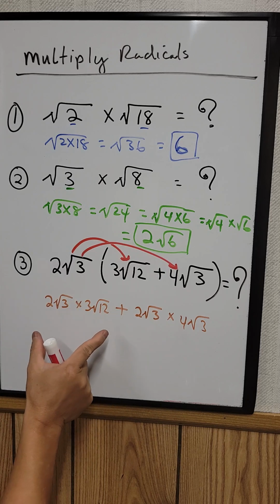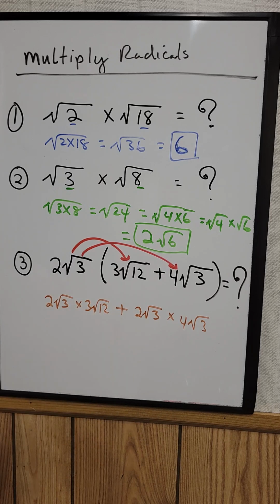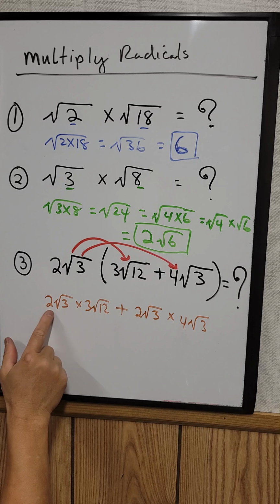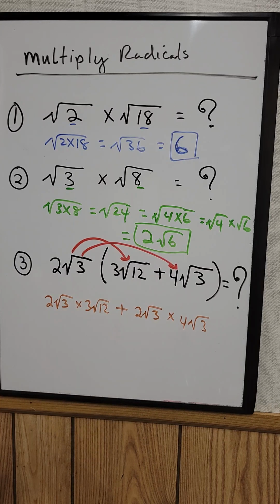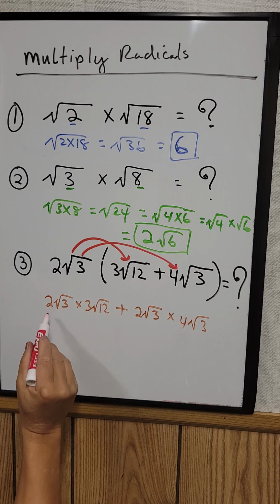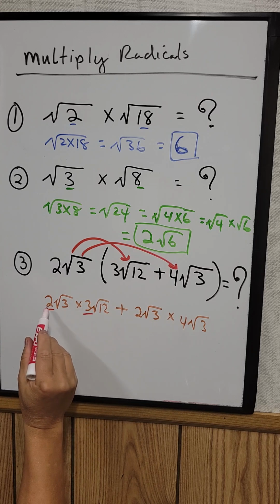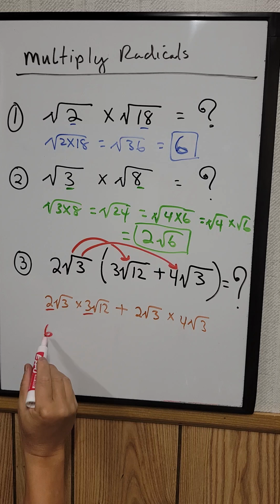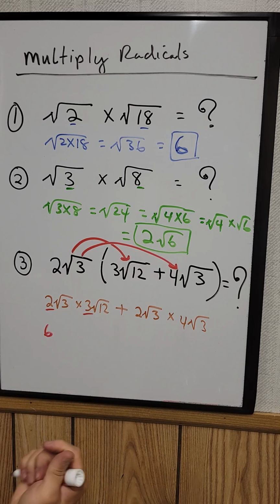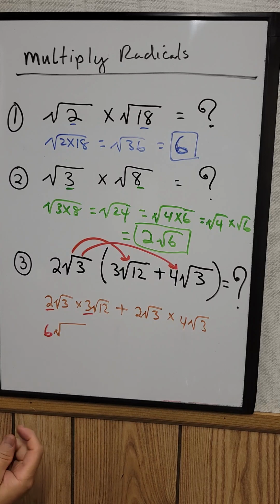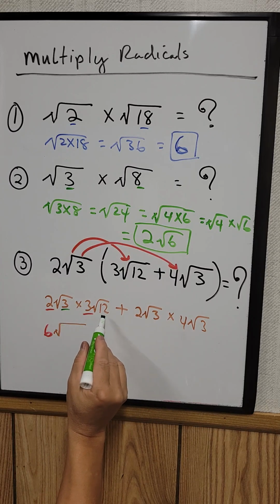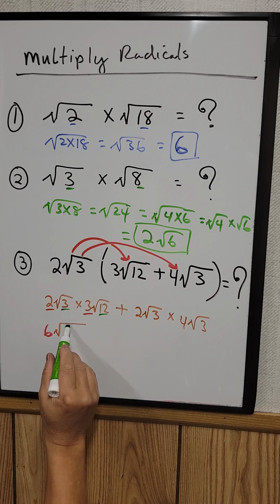Now when you multiply two radicals together, what we do is we have the number outside the radical, outside the square root sign right there. So you just multiply these two together first, and then you multiply the radicands together. So we just multiply this 2. So 2 times 3 is 6, and 3 times 12 is 36.